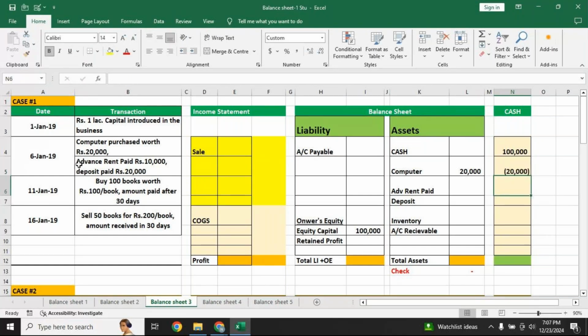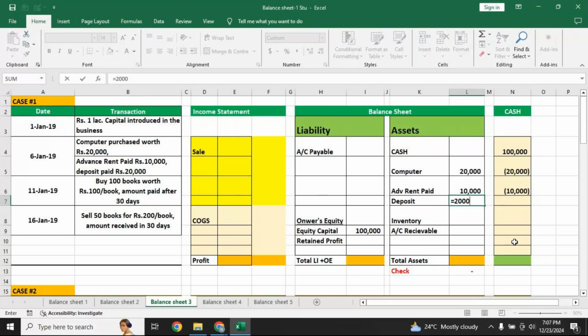Okay, advance rent paid rupees 10,000. Advance rent 10,000. So I am paying it. So this also will come in minus 10,000. So deposit 20,000 I am paying. So deposit will be 20,000. So this also money is spent 20,000. Then bought the books worth rupees 100 per book, paid after 30 days.